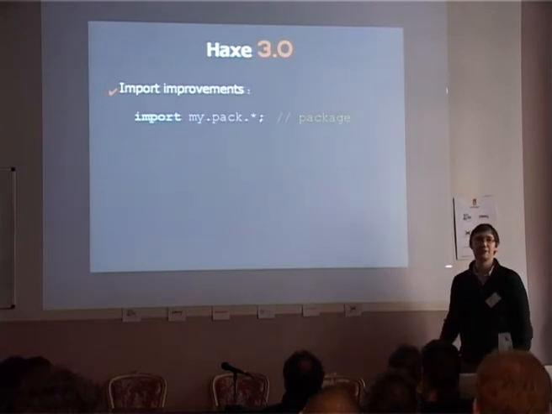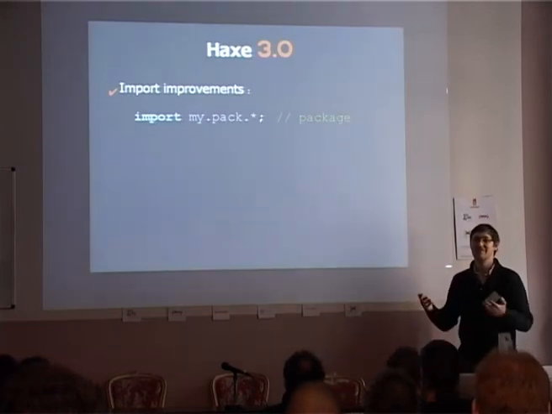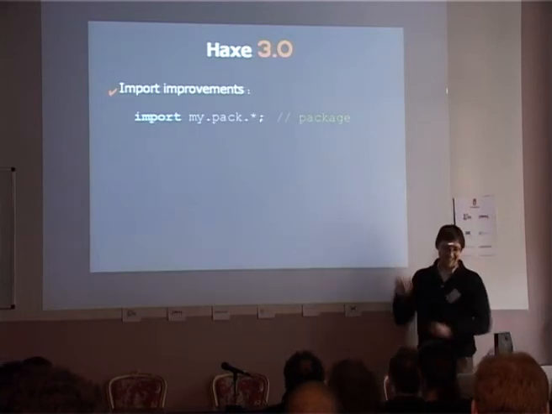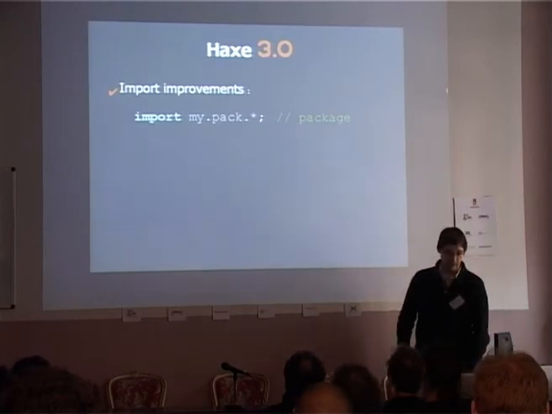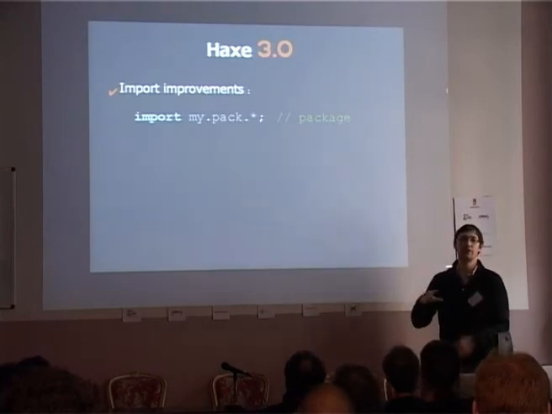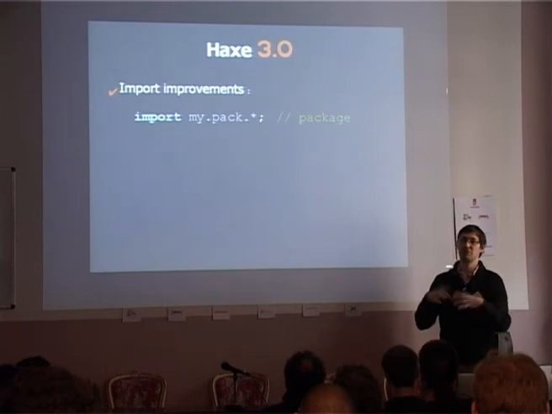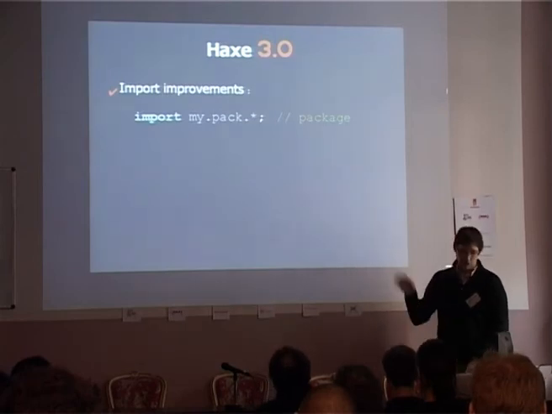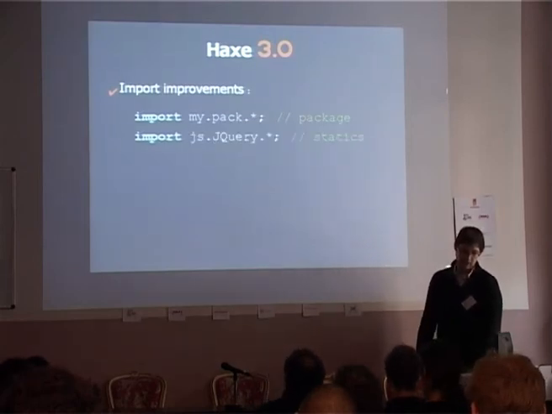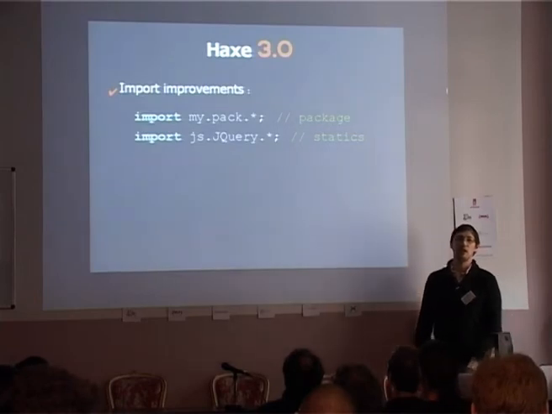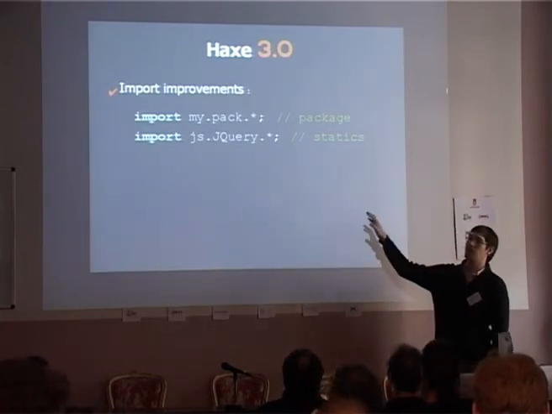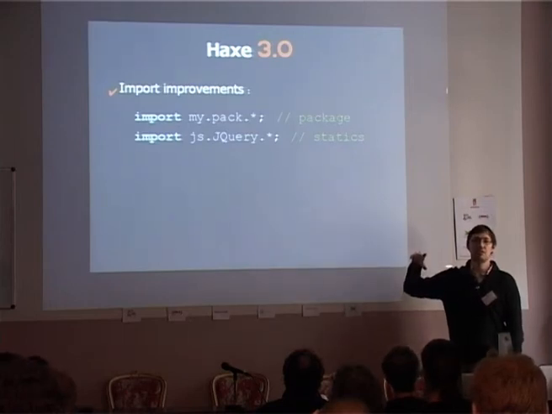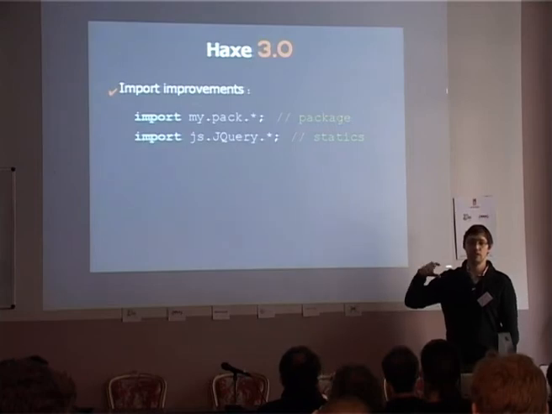We want to add import improvements. So this is a very classic one. Maybe we should have had this for a long time already, but anyway. It will come. Wait a little more. Well, it was not there before because we were worried about bloating the top level namespace. You could import everything now. And you could also import statics. When you do, I want to import all the statics of my jQuery class as globals. So this way you will be able to have globals in your class.